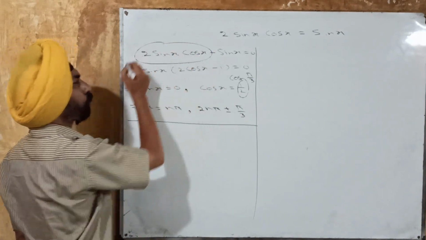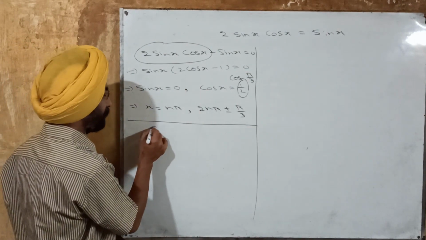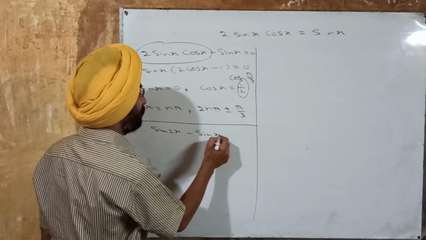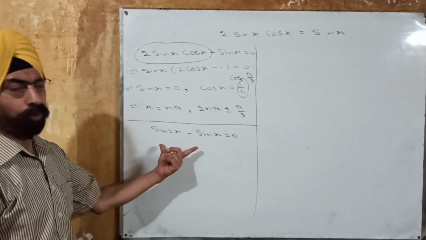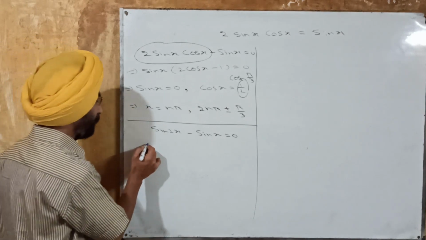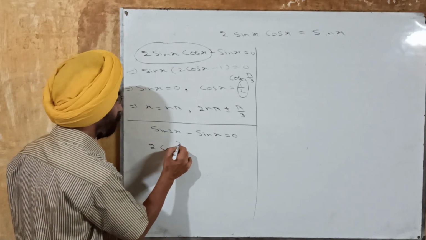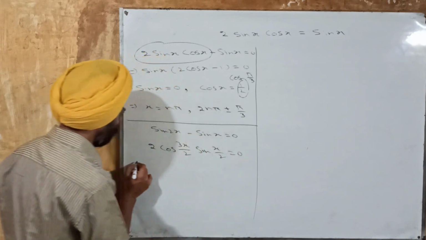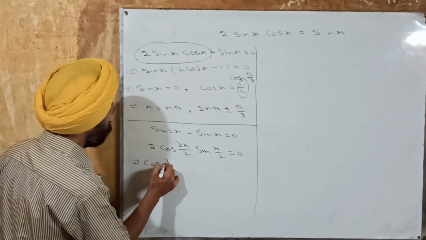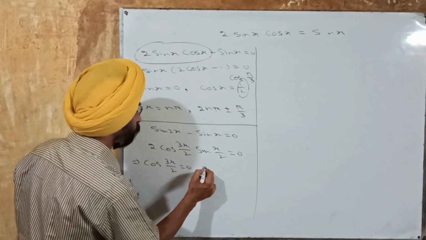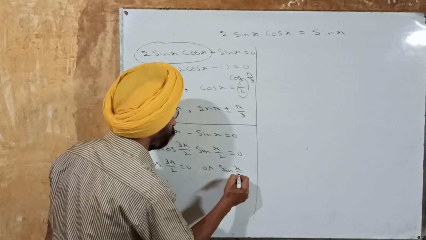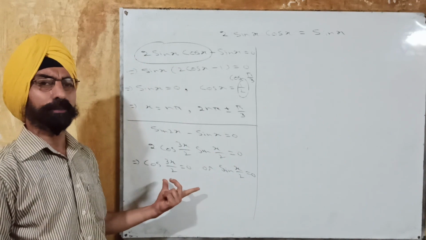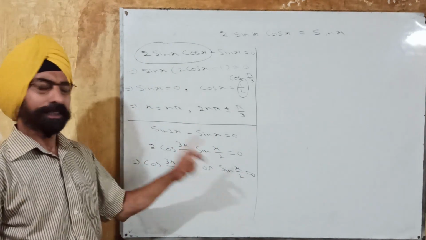this 2 sin x cos x, you can write it as sin 2x and take this minus sin x is equal to 0. And now apply the formula for sin c minus sin d. You will get 2 cos 3x by 2 sin x by 2 is equal to 0, which will give you either cos 3x by 2 is 0 or sin x by 2 is 0, as the product of these two is 0, and when the product of two real numbers is 0, then one of them must be 0. So either this is 0 or this is 0.